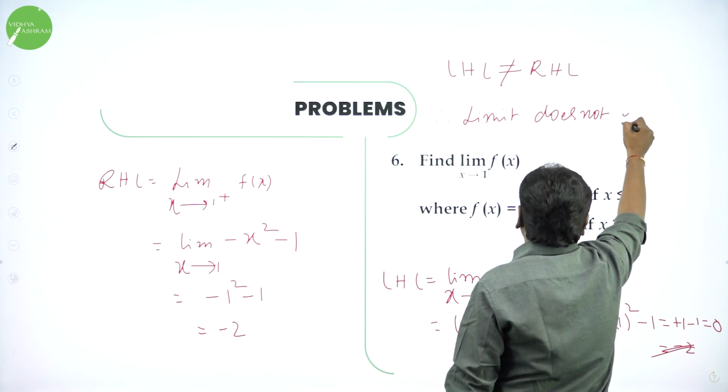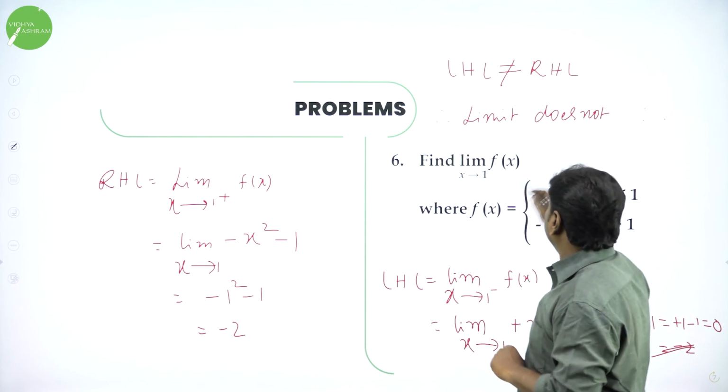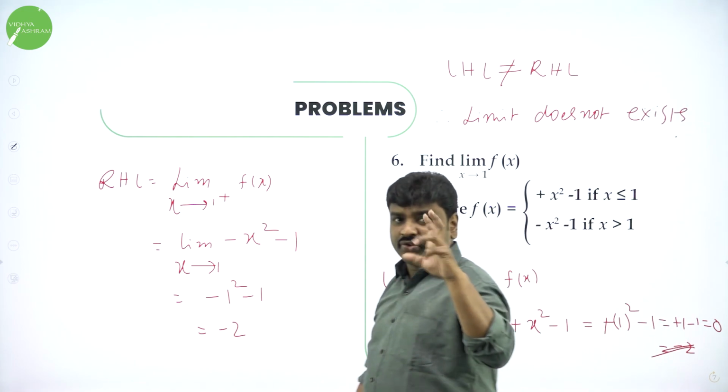So why does limit not exist? Because whenever LHL value and RHL value are not the same, we say limit does not exist. I hope all of you got this.